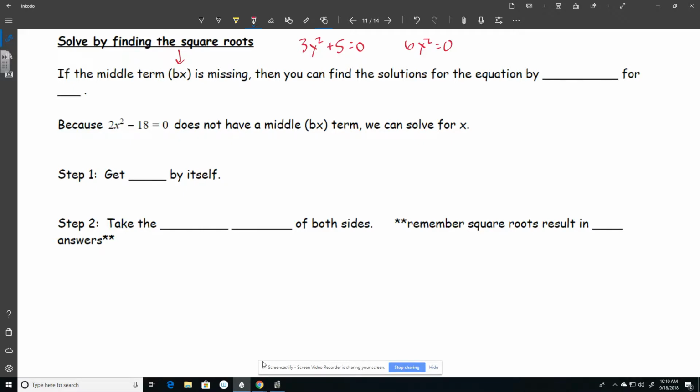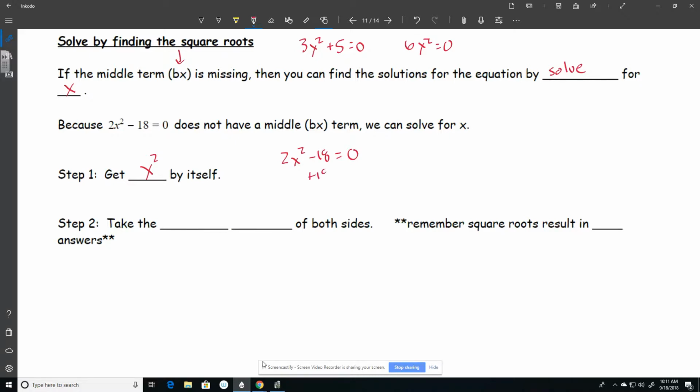The first thing that we do is we solve for x. That's basically what we're doing, we're solving for x. So for example, 2x squared minus 18 equals 0. This does not have that middle bx term. So we're going to solve for this x. Step 1 is to get x squared by itself. So I have 2x squared minus 18 equals 0. I want to get x squared all by itself. So I need to get rid of this minus 18 and this multiply by 2.